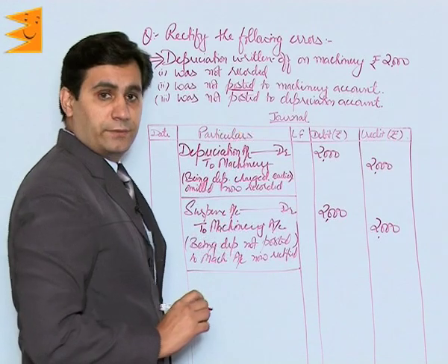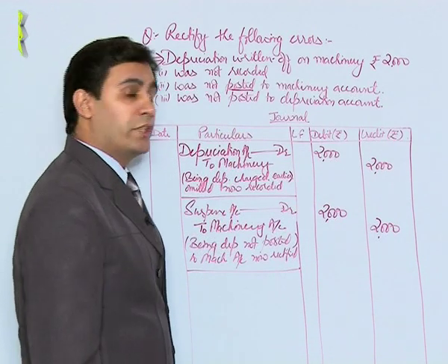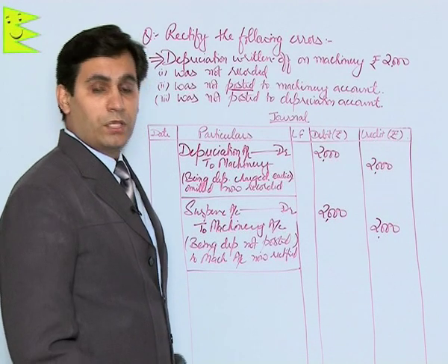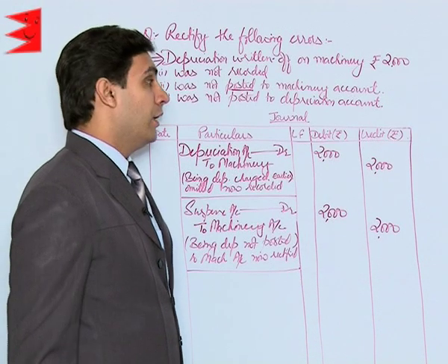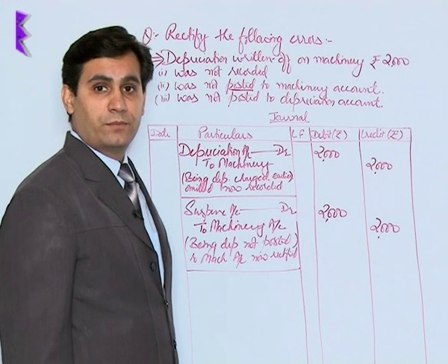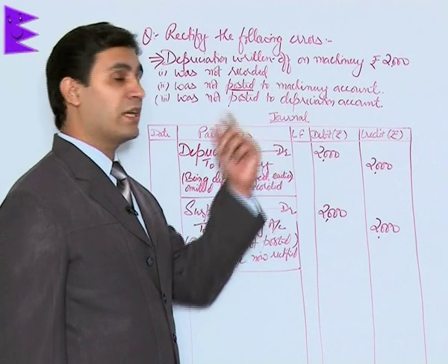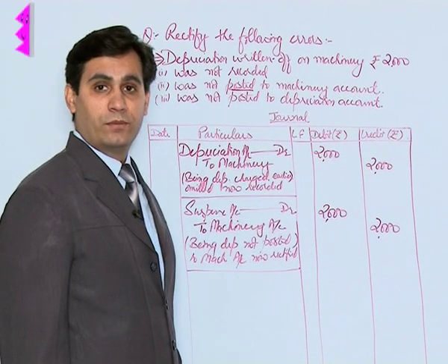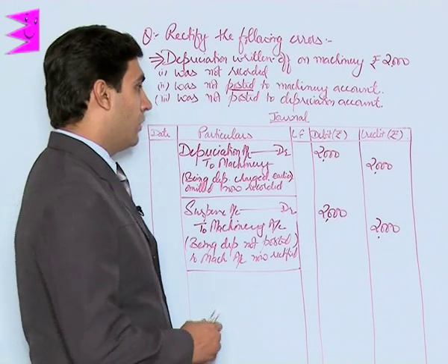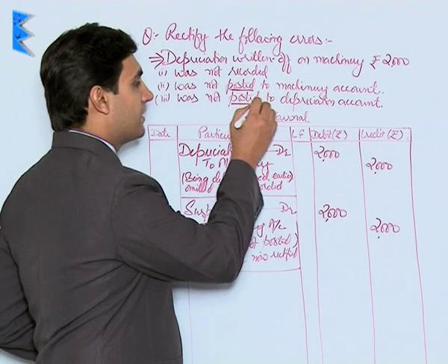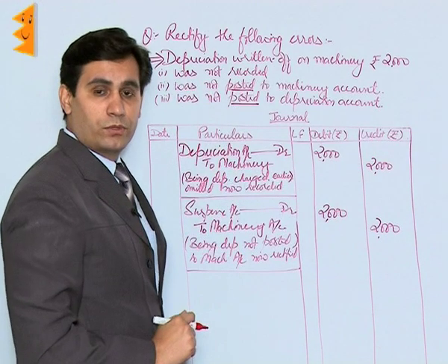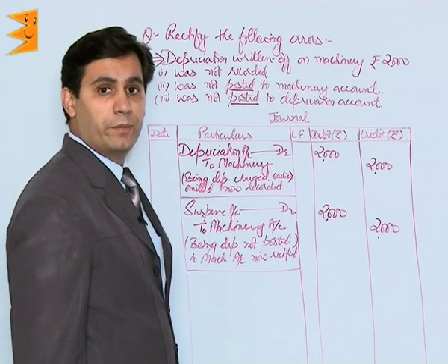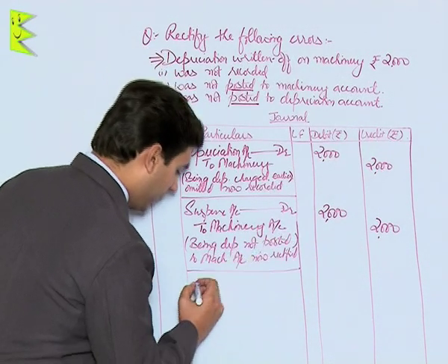In third case, it was not posted to depreciation account. Now again recalling the correct entry. The correct entry is depreciation to machinery. So in this case, depreciation account should have been debited, which was not done so, as is reflected because it is clearly mentioned that it was not posted to depreciation account. That means depreciation was not debited. So how to rectify it?